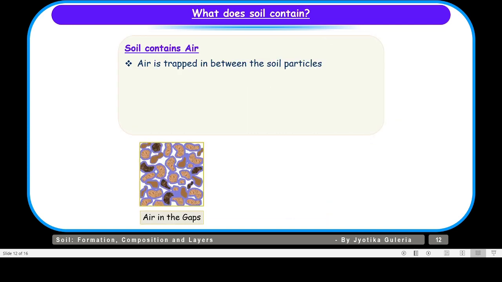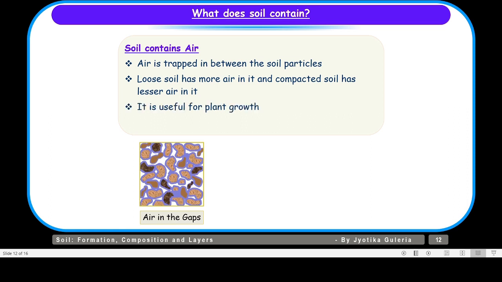Soil contains air. Air is trapped in between the soil particles. As you can see here in this picture, these are soil particles and in the gaps the air is trapped. Loose soil has more air in it whereas compacted soil has less in it. So that means soil which has loose particles will have enough space for the air to get in. It is useful for plant growth.